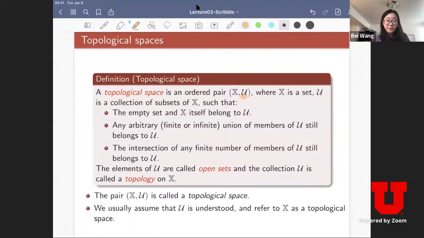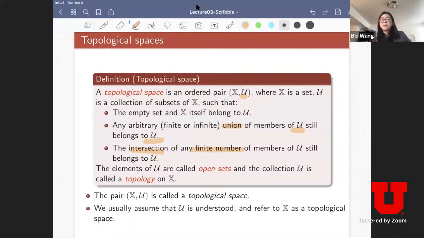And an arbitrary union, meaning finite or infinite, of members of this collection of subsets has to be part of the collection, okay? So the union of the elements has to be in there, and the intersection of a finite number has to be in there. Of course, there are technical reasons why we need finite versus infinite. But at a high level, the empty set and the set itself have to be in U. And then the union of the elements has to be in U. And the intersection of a finite number of members has to be in U, okay?